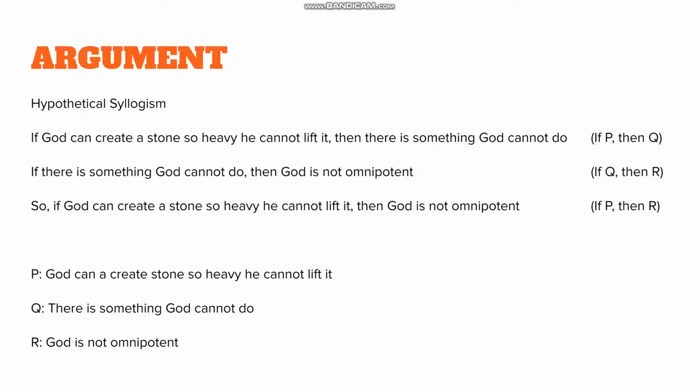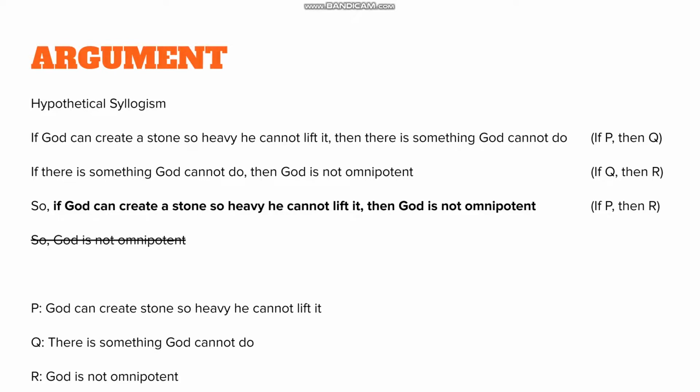Now, important, you should notice that the argument's conclusion is not that God is not omnipotent. Rather, it's a conditional claim. It says, if God can create a stone so heavy he cannot lift it, then he's not omnipotent. But the conclusion doesn't say that God is not omnipotent. These are 2 different claims, so be careful.